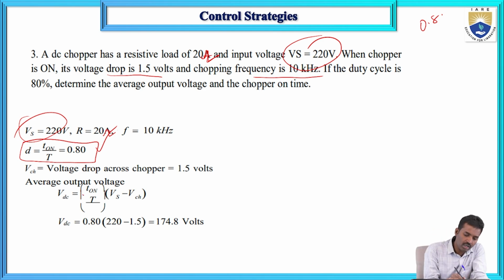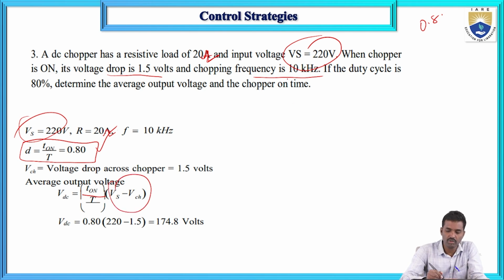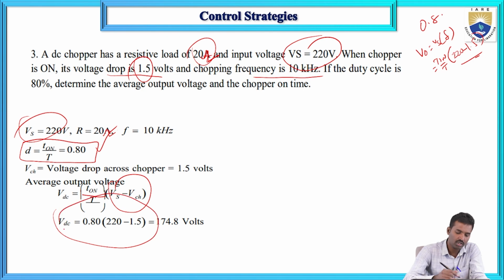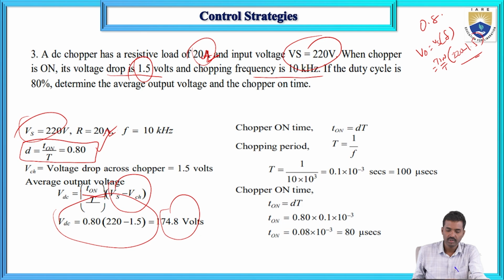So T on by T into Vs minus the drop. The actual formula is V0 equals Vs into delta, where delta equals T on by T, but here in the output voltage there is a resistive drop of 1.5 volts. So we need to calculate: 220 volts is the input voltage, 220 minus 1.5. Now this is your output voltage, 174.8.